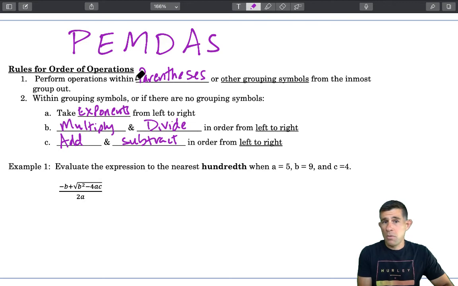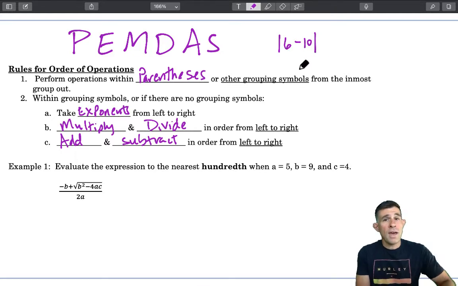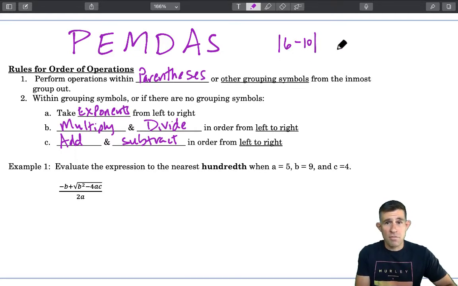So we're always going to perform our operations with parentheses first. Now, parentheses are really just a smaller part of what's known as grouping symbols. There are other grouping symbols such as the absolute value symbol. So if I gave you the absolute value of 6 minus 10, you would have to evaluate that first. Another grouping symbol would be the square root, such as the square root of 25 minus 9. You would need to first evaluate 25 minus 9 and then take the square root of that difference.